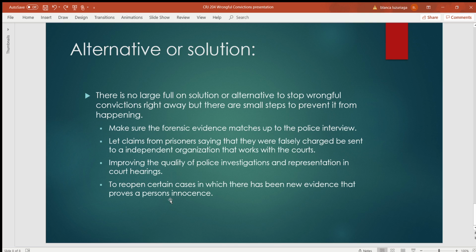Number 3 is improving the quality of police investigations and representation in court hearings. When it comes to House versus Bell, House did not have proper representation in court, and what I mean by that, according to the reports, his lawyer was not helpful at all, and did not even try to prove his innocence, but rather just fed him to the court, and basically did not even want to help him.